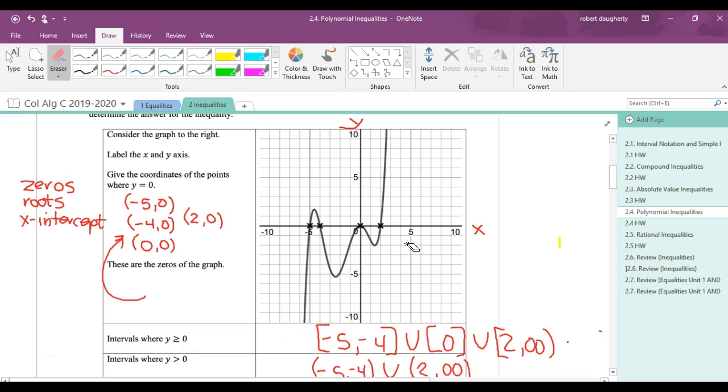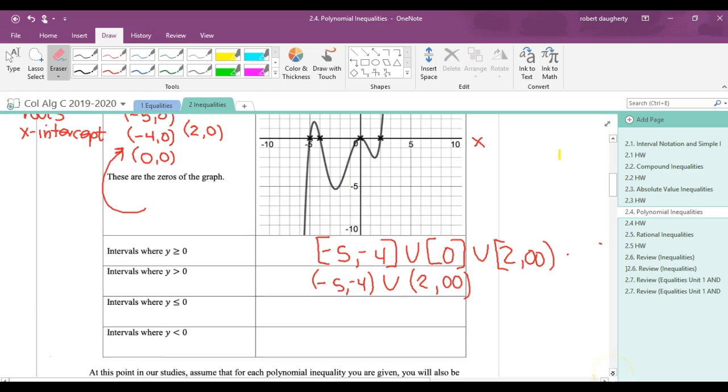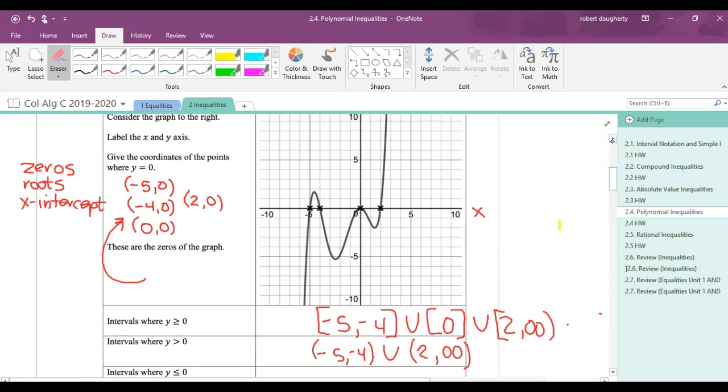Now, let's move on to the next question here. Intervals where I am less than or equal to 0. Okay, so if I look at this graph, less than or equal to 0, if I'm here, do you think I'm looking for things above or below? Below. So how many intervals? So this looks like less than or equal to 0. This looks like less than 0. And this looks like less than 0. So that's where the graph is less than 0.